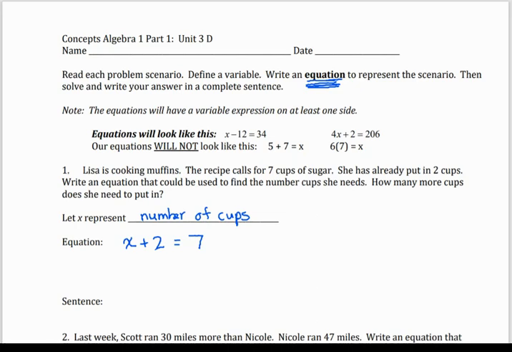Now, what would I do to solve that? This one's pretty straightforward. How do I get x alone? Subtract 2 from both sides. Very good. So I get x equals 5, just like you said. And what does that 5 represent? Well, we said x represents number of cups. So it's saying we have 5 cups. So in my sentence, Lisa will need 5 more cups. Everybody should make sure they are writing this down.